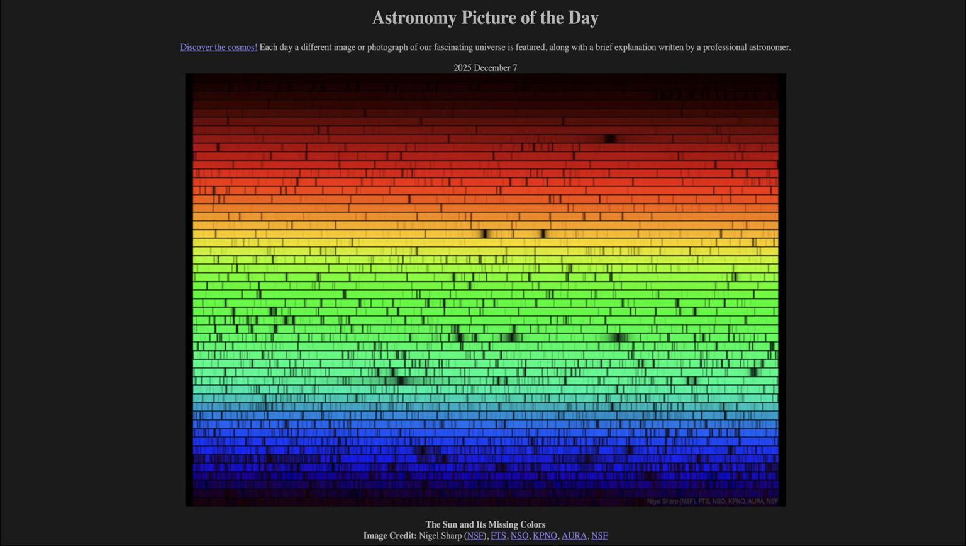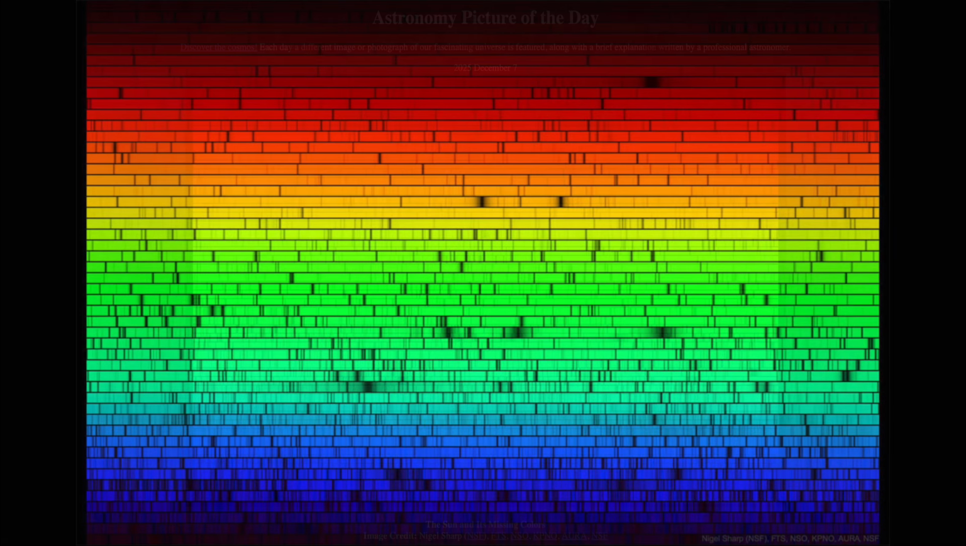Today's picture for December 7th of 2025 is titled The Sun and Its Missing Colors. So what do we see here? Well, here we see a spectrum of the sun.